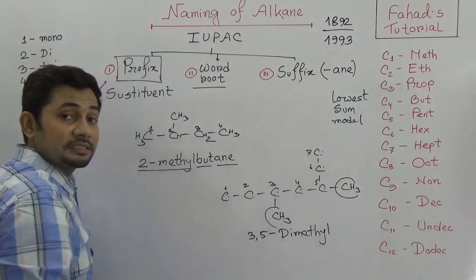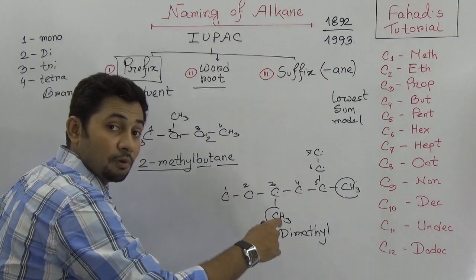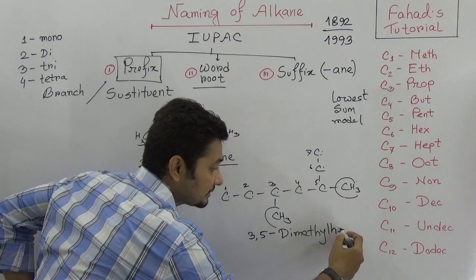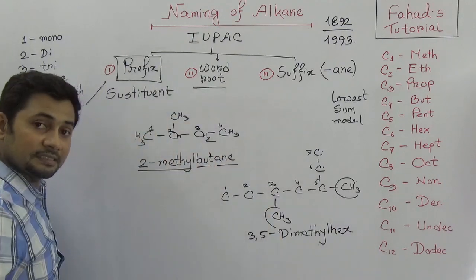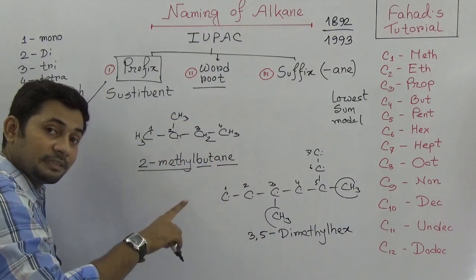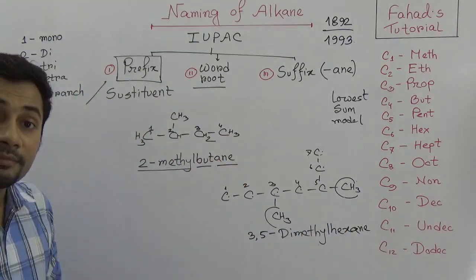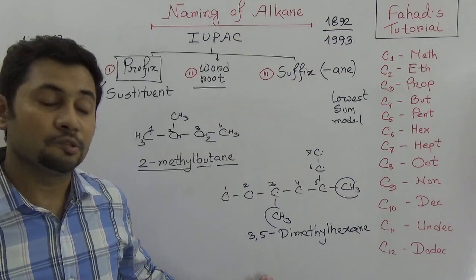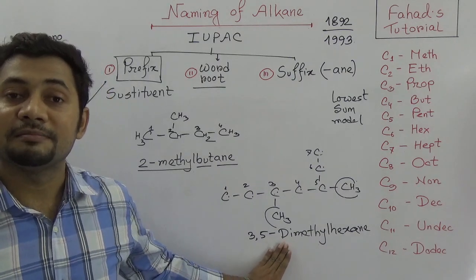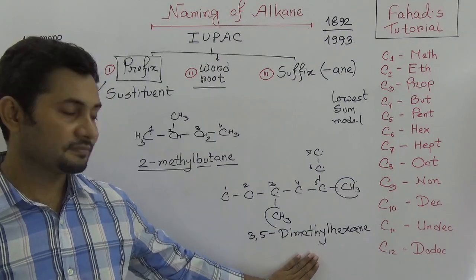The number of carbons is 7. So the word root is hept, and then all are single bonds, so it would be ane. So the name of this compound would be 3,5-dimethylheptane.